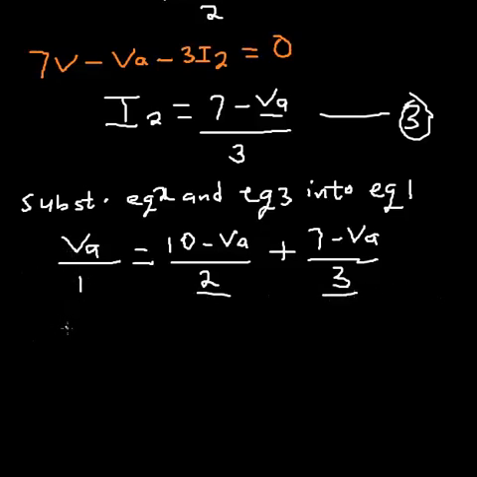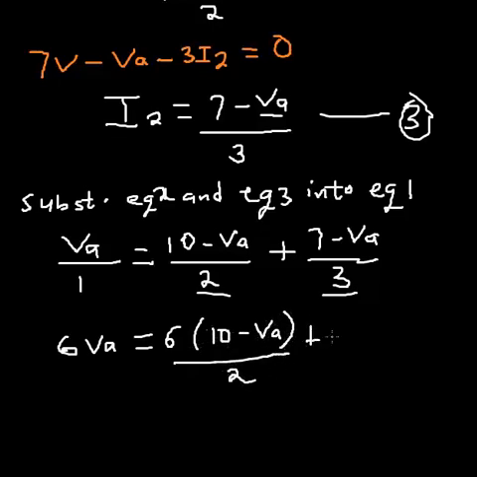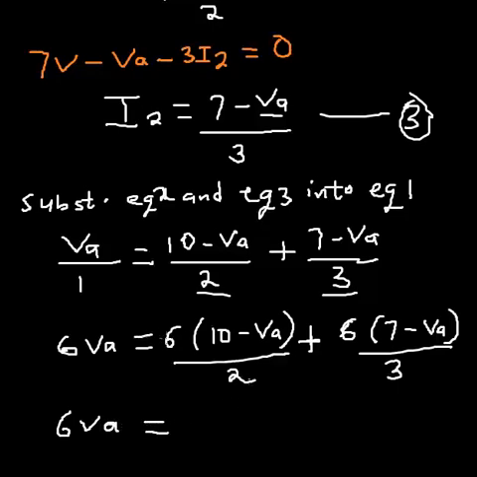So 6 multiplied by VA will give me 6 VA equal to 6 multiplied by (10 minus VA) all over 2. This thing happens here. 6 multiplied by (7 minus VA) divided by 3. Okay, so let's do this. This is going to be 6 VA, right? Equal to 6 divided by 2, that's 3. 3 times 10, that is going to be 30. Then 3 times VA, that is 3 VA.